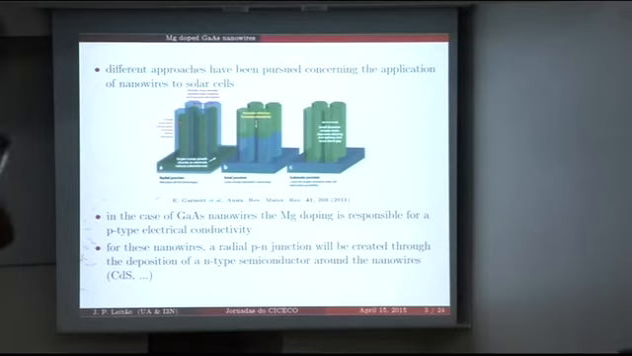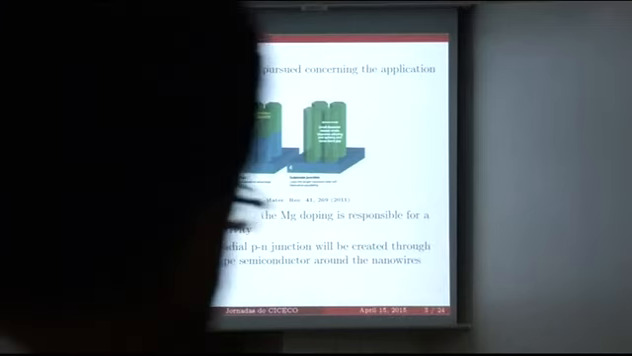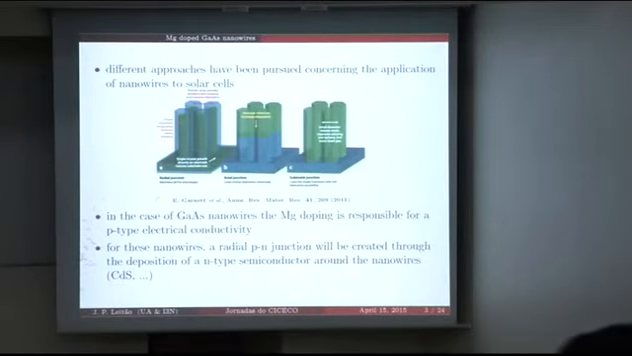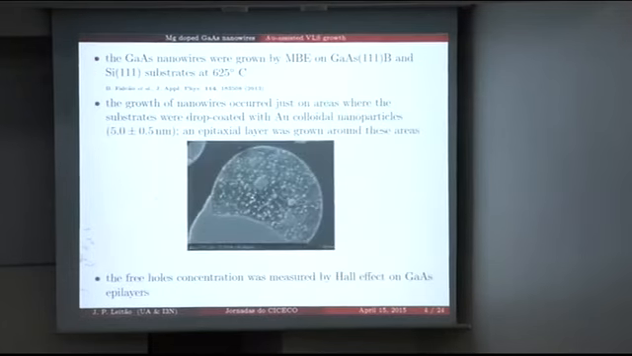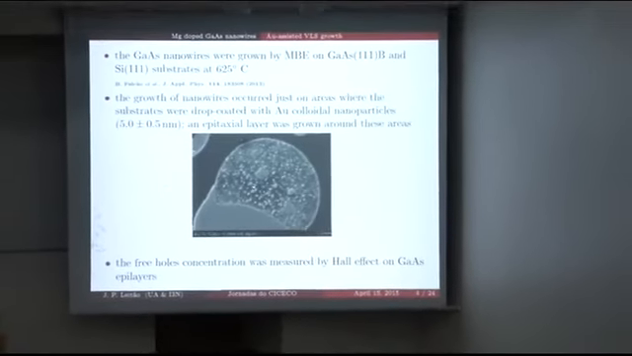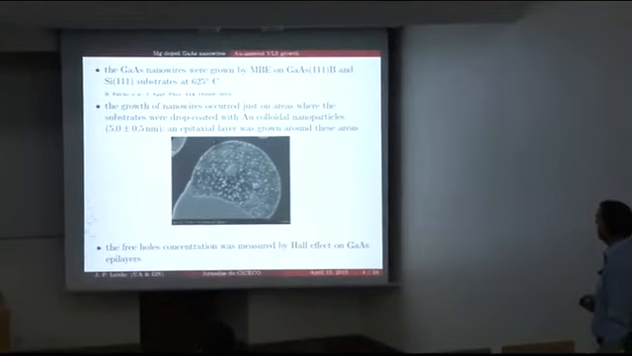This PN junction obviously is a fundamental part of the solar cell. It's what allows us to separate the charge carriers in the solar cell. The nanowires were grown by molecular beam epitaxy.